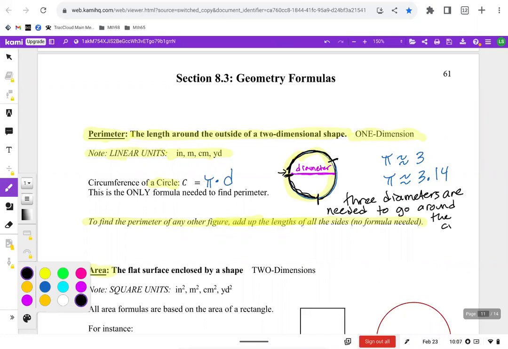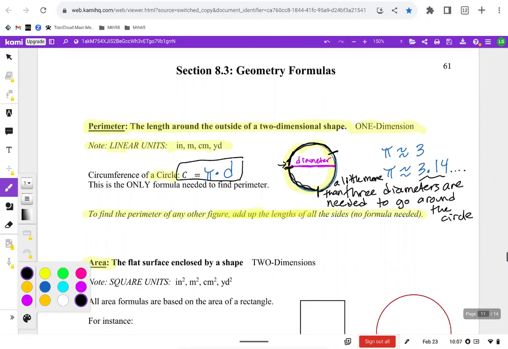Now, unfortunately, it's not exactly 3. It's a little more than 3. How much more? About 3.14. Not exactly 3.14. This is an irrational number, which means that its digits go on forever and never stop. The ratio is a complicated number. But that's where pi came from, is the fact that no matter how big or small the circle is, it's going to take a little bit more than 3 diameters to go around the circle. And so that's our formula. So circumference is equal to pi times the diameter.